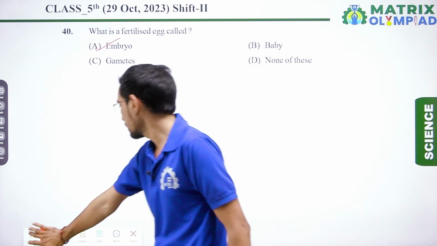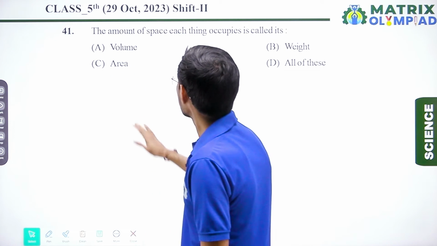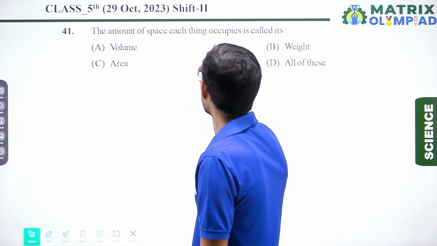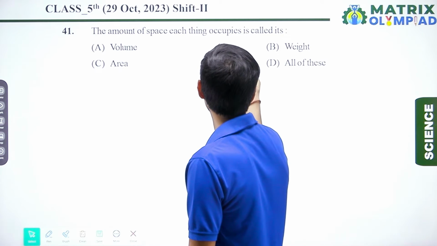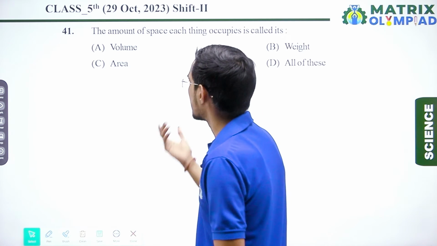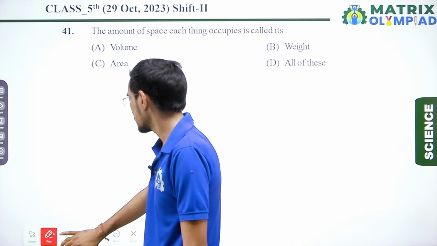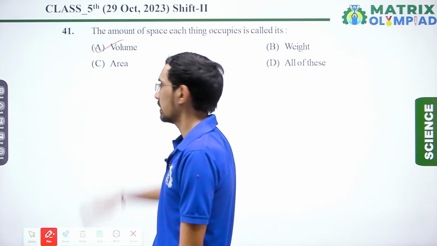Our next question will be, the amount of space each thing occupies is called, that space is known as volume. So our correct answer will be option A.